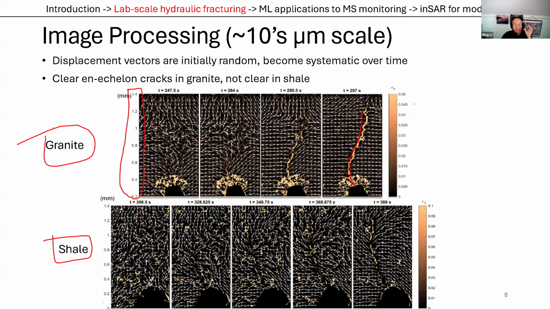So the two things that I really wanted to point out in terms of this material is that if we look at the granite, what you'll see is that there are a lot of these conjugate shear fractures. So there's these classic, when you think of the Coulomb envelope, you have these conjugate shear planes that can form.